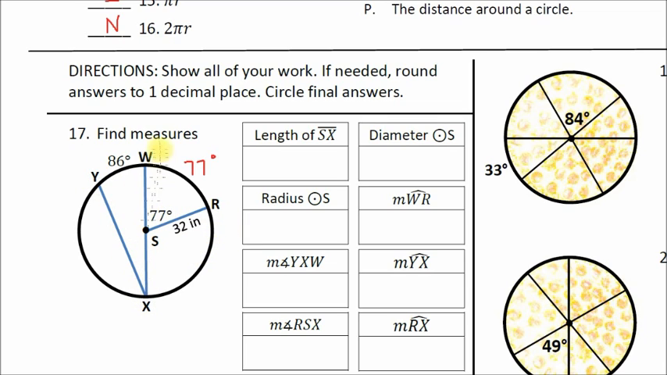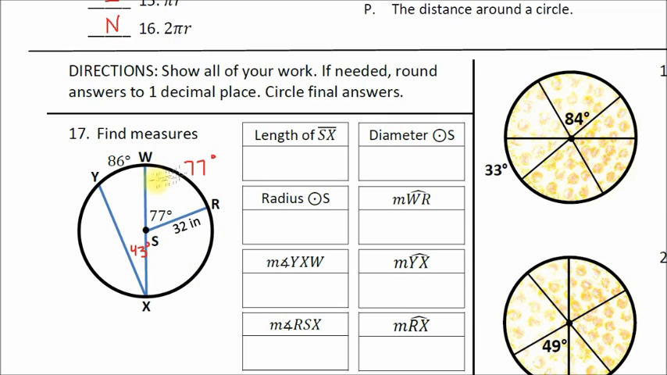Angle YXW, that's an inscribed angle. That means we're going to take the 86 and divide it by 2, because an inscribed angle is half of the measure of its intercepted arc. So 86 divided by 2 is 43 degrees. So if I can get that written in there.